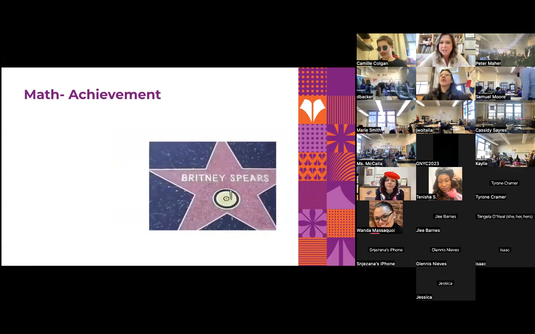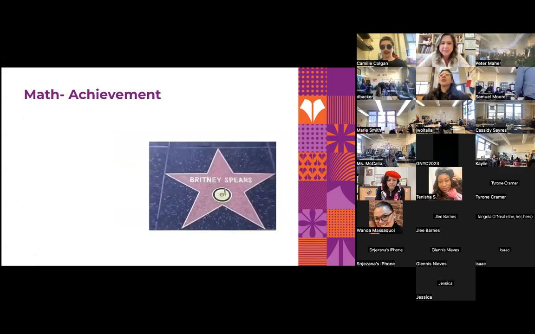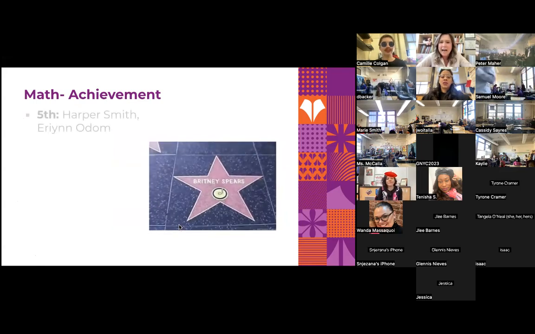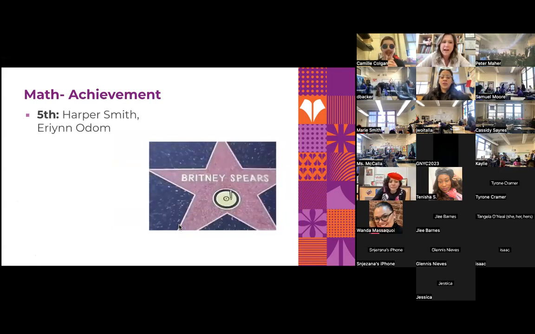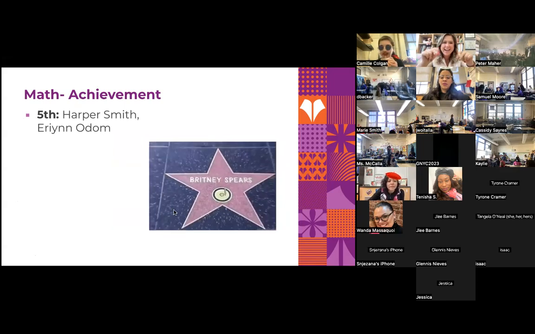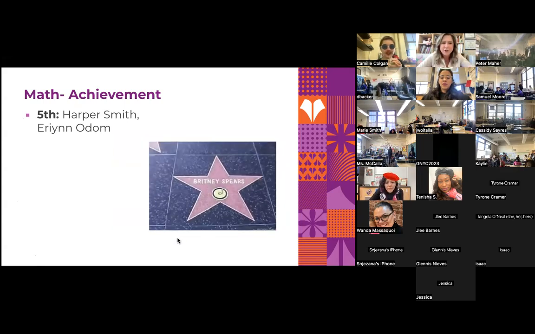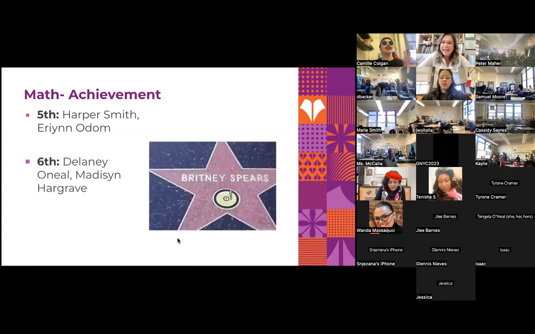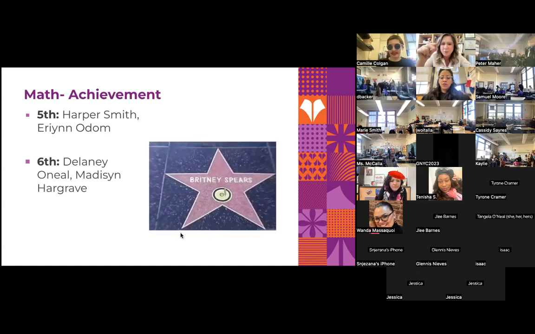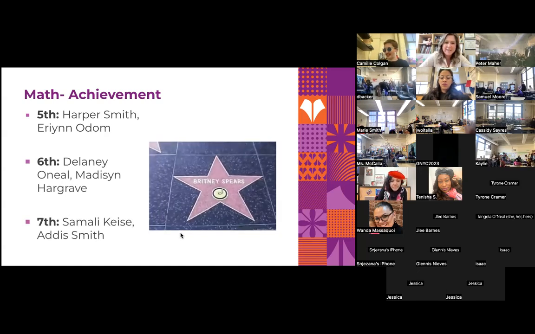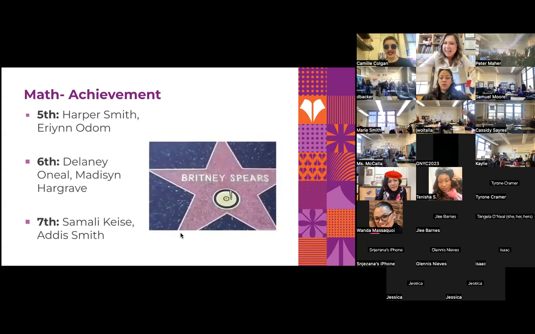Amazing. Math achievement, here we go, friends. The highest performing scholars in 5th grade, Harper and Aaron. In 6th grade, Delaney and Madison. Woo! 7th, Somali and Addis.